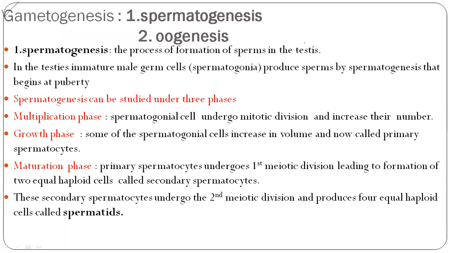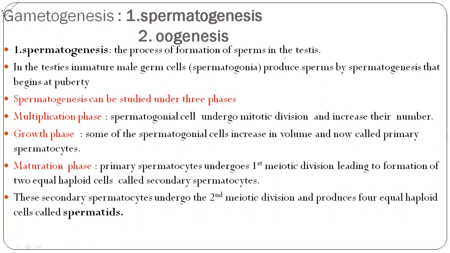You need to remember this definition. Gametogenesis is nothing but the process where the male or the female gamete is formed. The male gamete is sperm and the female gamete is ovum, or the egg. The process of formation of male and female gametes is nothing but gametogenesis.